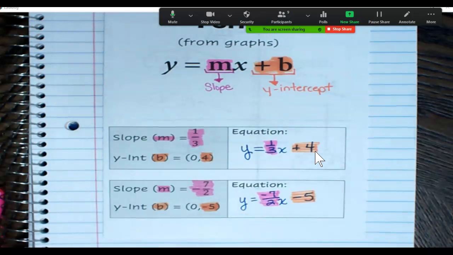So literally, all we did is we substituted in information we were given into the equation to write an equation.